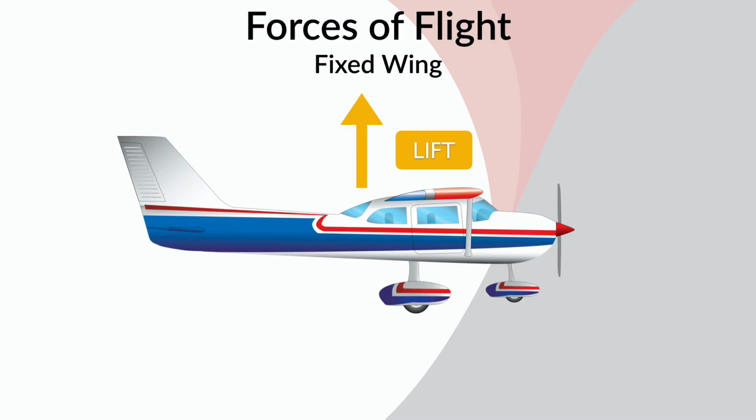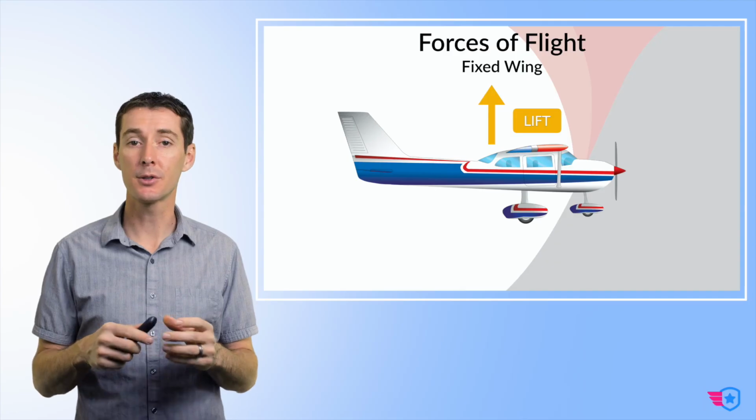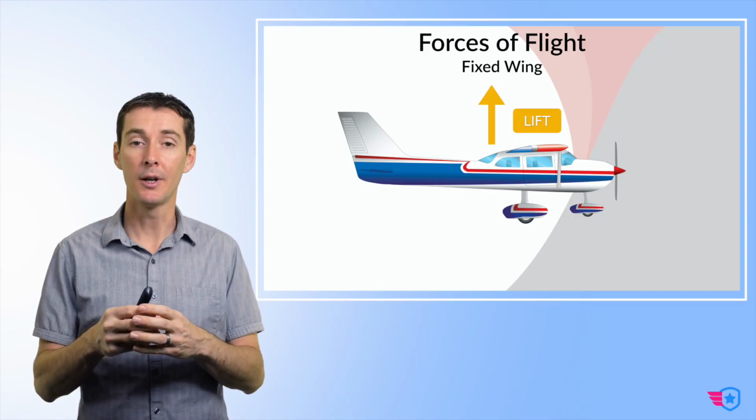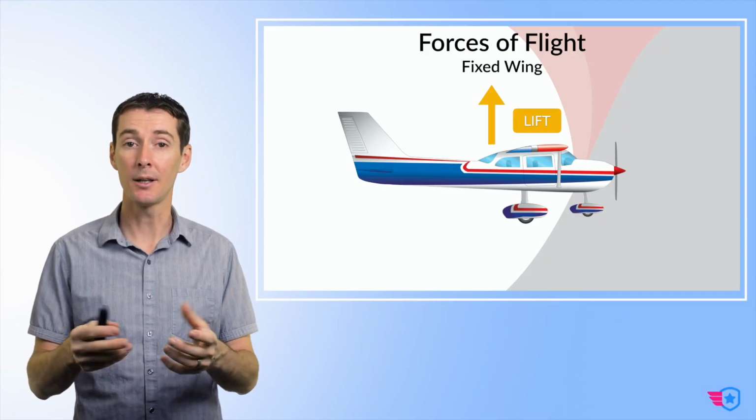Now, the vector that I'm showing you right here is just a representation of the overall lift created by the wing. As you can imagine, there's a lot of tiny little vectors all across the wing that are creating lift that will add up to one big vector, which is what we represent here.